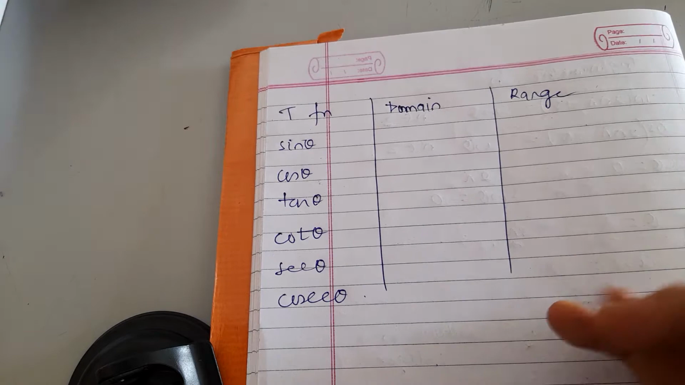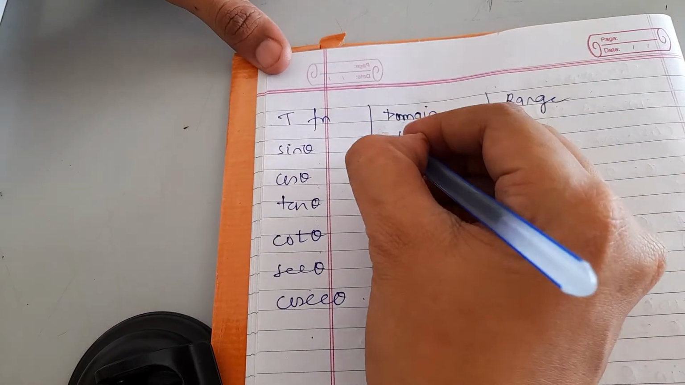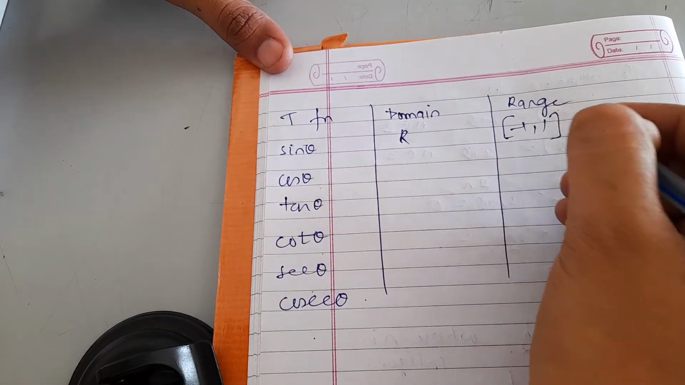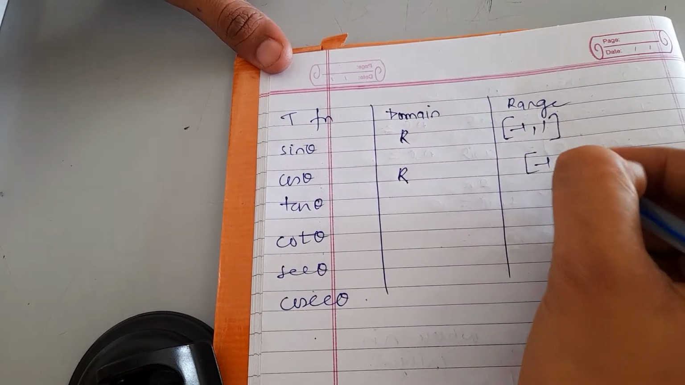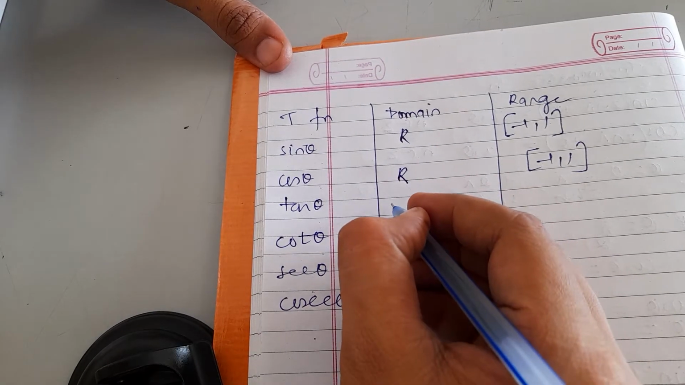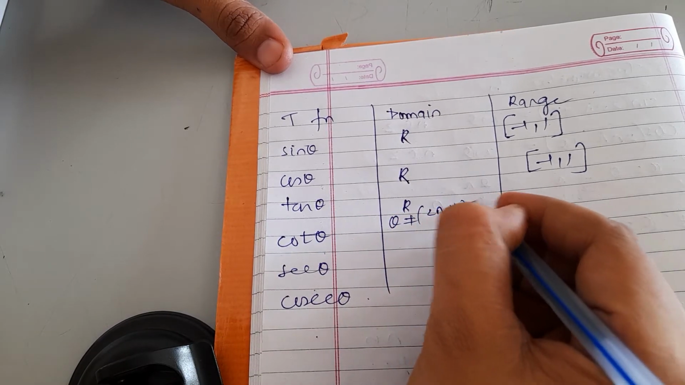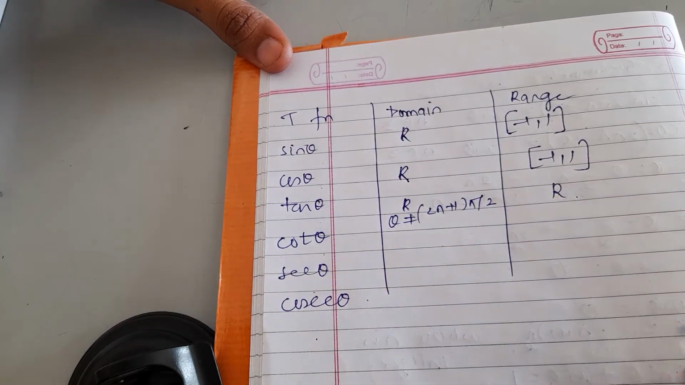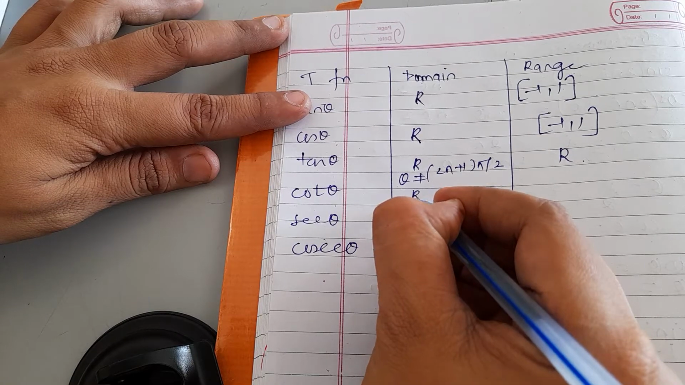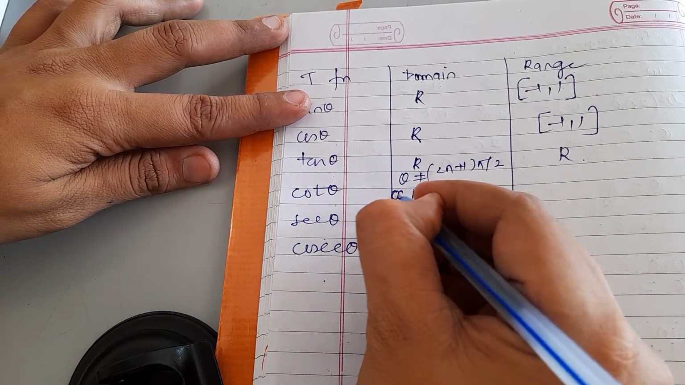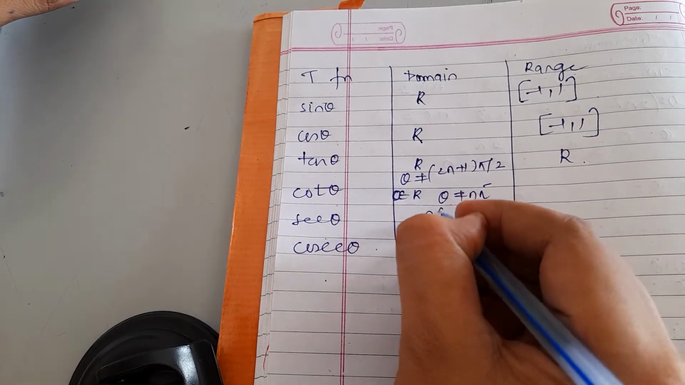So here are the trigonometric functions: sin θ, cos θ, tan θ, cot θ, sec θ and cosec θ. So the domain of sin θ is R, range is from −1 to 1. For cos θ it is R, range is again from −1 to 1. Tan θ is R, where θ should not be equal to (2n + 1)π/2, and range is R. For cot θ it is R only, but here we will write θ belongs to R and θ is not equal to nπ, and n belongs to Z.